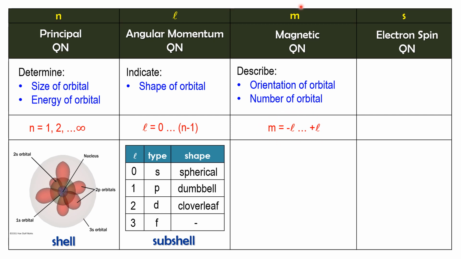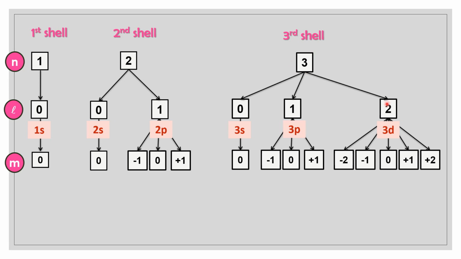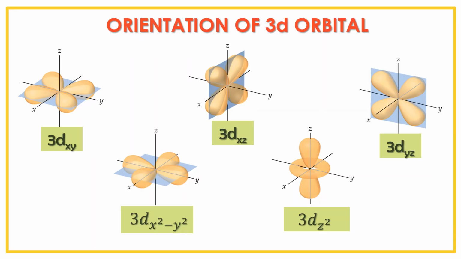Next kita tengok macam mana M ni describe orientation of orbital and number of orbital. When n is equal to 3, L is equal to 2, this is 3D orbital. Kalau kita tengok value of M dia ada 1, 2, 3, 4, 5 value of M. That means 3D orbital ni number of orbital dia adalah 5 orbitals. Orientation untuk ke-5 3D orbital tadi adalah 3dxy, 3dxz, 3dyz, 3dx2 minus y2, and 3dz2.